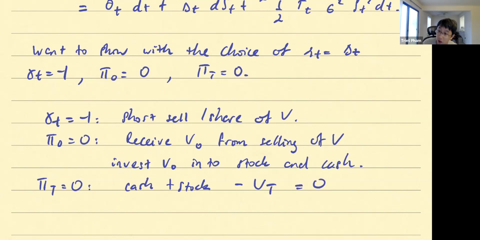And if it's equal to 0, then that means your cash plus stock position is exactly equal to the value of the derivative that you need to hedge, okay, in the end. So that's the idea there. Is that okay? Okay, cool. So let's proceed, right?